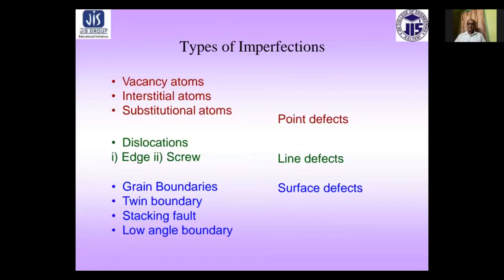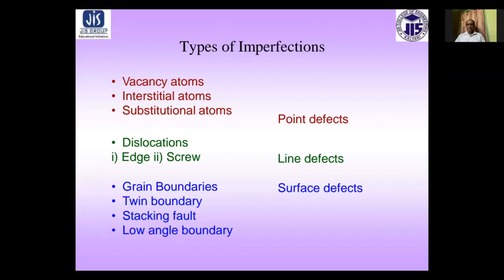First of all, point defects, or zero-dimensional defects. Under this, vacancy of atoms may be present, interstitial atoms, and substitutional atoms. So these broadly come under the point defects, which are also known as zero-dimensional defects.